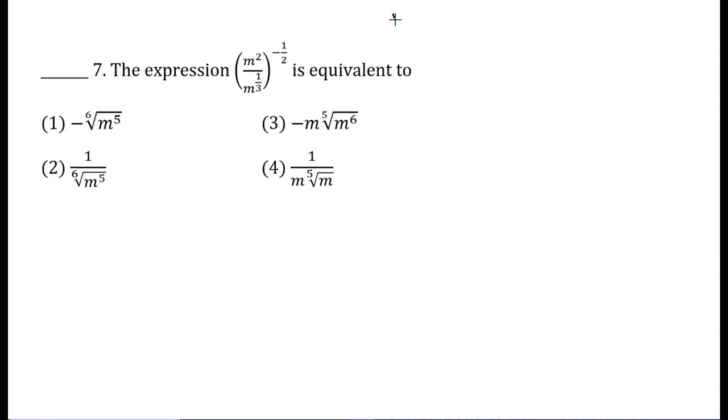Number 7, the expression m squared over m to the 1/3, to the -1/2, is equivalent to... so this is practicing with our properties of exponents and dealing with fractional exponents and their connection to radicals. So when I see this, the first thing I'm going to start with is the inside. I have a division, so I'm going to subtract those exponents. This is going to be real fun. 2 minus 1/3. Well, 6/3 minus 1/3 is 5/3. Please use your calculator, folks, and hit math frac.